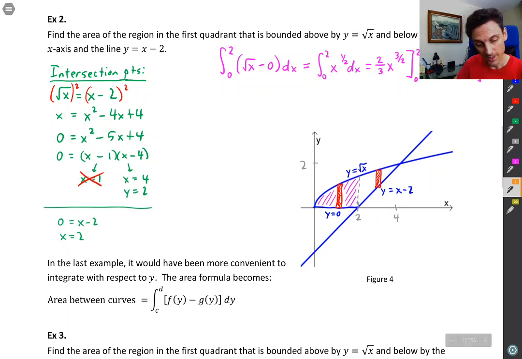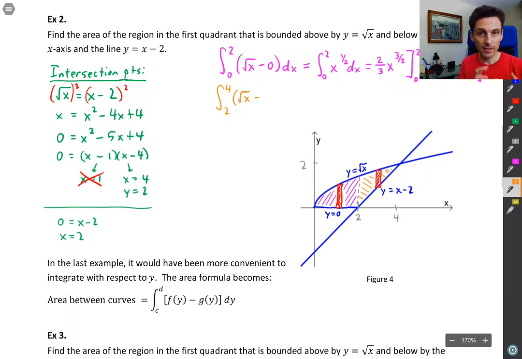So that's the first area. Let's take a look at the second area. I'll shade it this way. So to set up this integral, we have the integral from 2 to 4 of the top function, which again is the square root of x, minus the bottom function, which is now x minus 2. That's x minus 2 now.